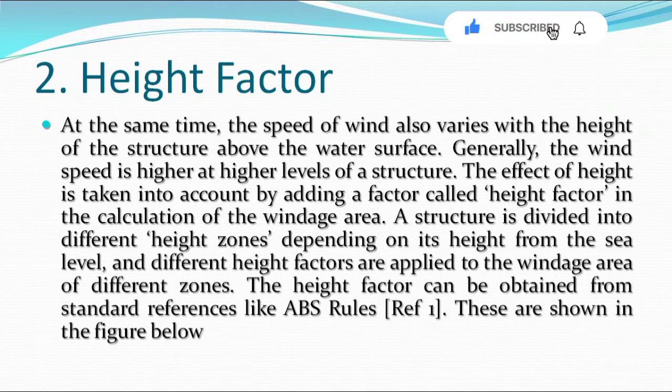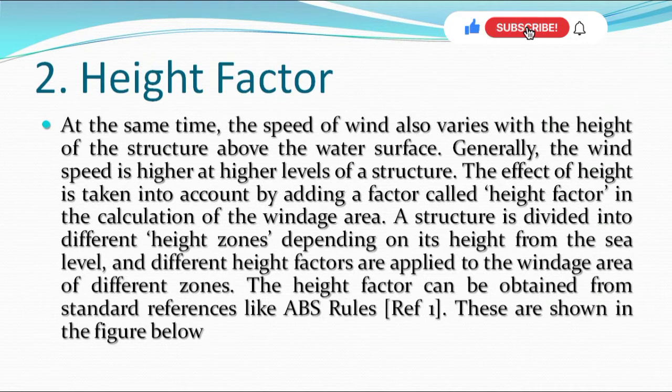Okay, generally, the wind speed is higher at higher levels of structure. So the effect of height is taken into account by adding a factor called height factor. So in the calculation of the windage area, a structure is divided into different height zones. So depending on its height from the sea level and different height factors, these are applied to the windage area of the different zones. So the height factor can be obtained from the standard references like the American Bureau of Shipping Rules. So these are shown in the figure below.